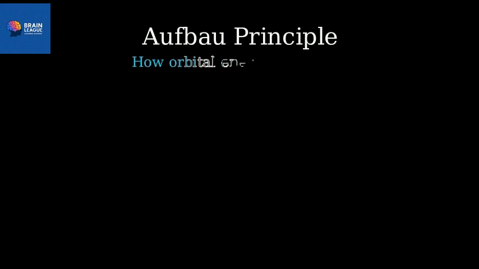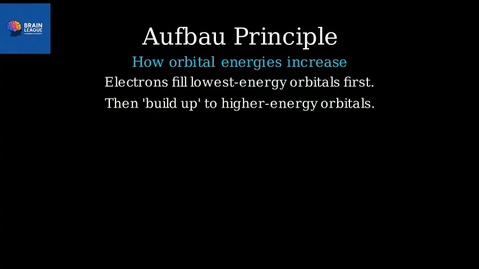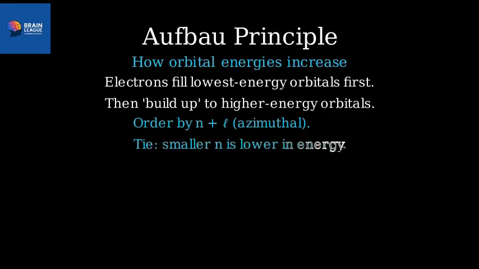In this lesson, we will state the Aufbau Principle and visualize the order in which orbital energies increase. The Aufbau Principle says electrons occupy the lowest energy orbitals available before filling higher ones. A practical rule to order orbitals by energy is the n plus L rule. If two orbitals have the same value of n plus L, the one with smaller n is lower in energy.